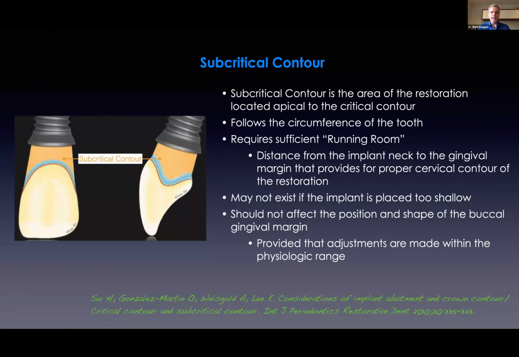Subcritical contour is the area of the restoration in orange that is located apical to the critical contour. It follows the circumference of the tooth, but it requires enough running room. Running room is the distance between the critical contour up here and your implant head. So it's the distance from the implant neck to the gingival margin that provides proper cervical contour for the restoration. It may not exist if the implant is placed too shallow, so you won't have enough running room. But it should not affect the position and shape of the buccal gingival margin, provided that you make adjustments within the physiologic range, which they never defined.